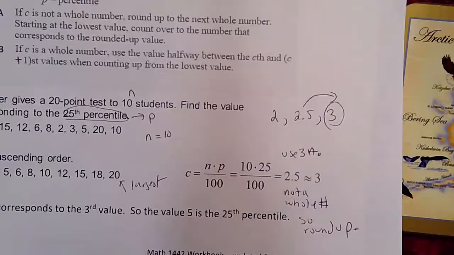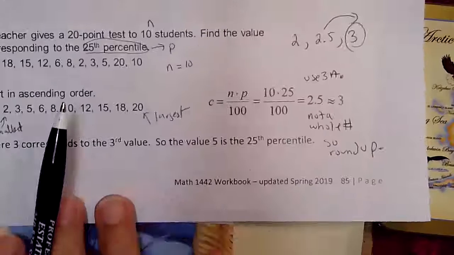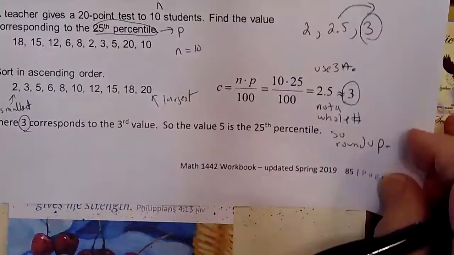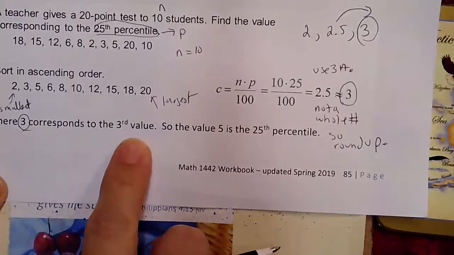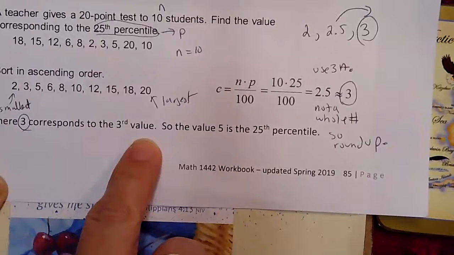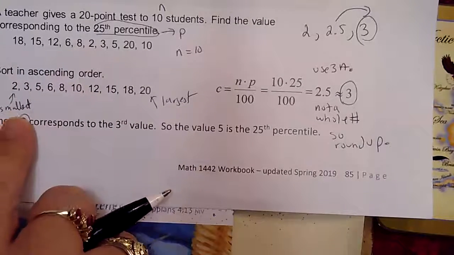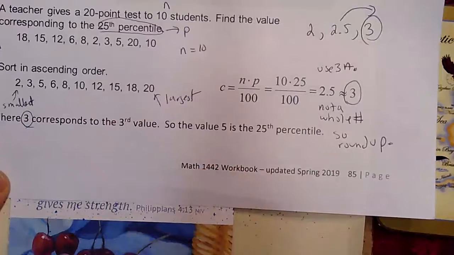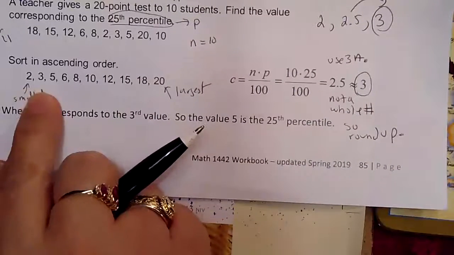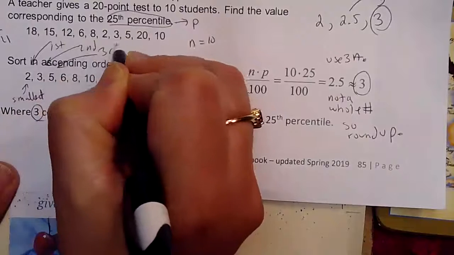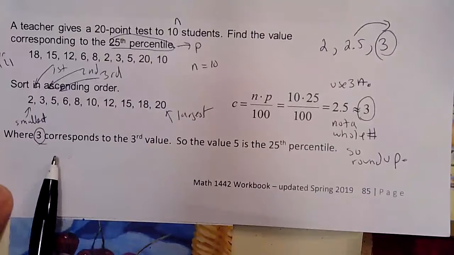Okay. And then we're not done. That's our C. That's our corresponding value. So you want the third one, okay? So here it says we're 3. So 3 corresponds to the third value. So we're talking about in this list here, right? In this list, 3 corresponds to the third value. So they sorted it from smallest to largest, and they got 1, 2, 3. So if I go back, 1, 2, 3. So this is first, this one's second, this one's third value. So 3 corresponds to the third value.